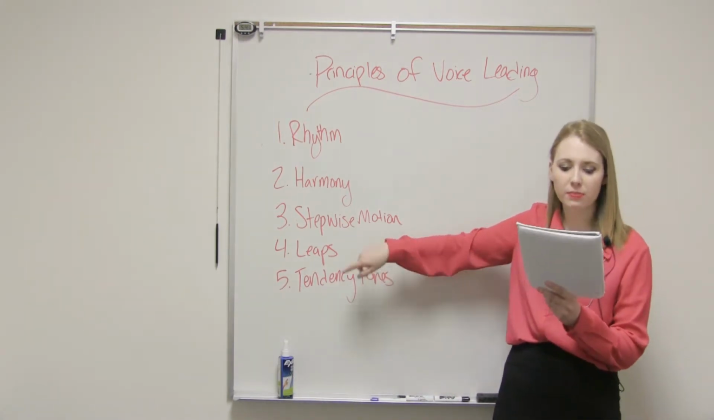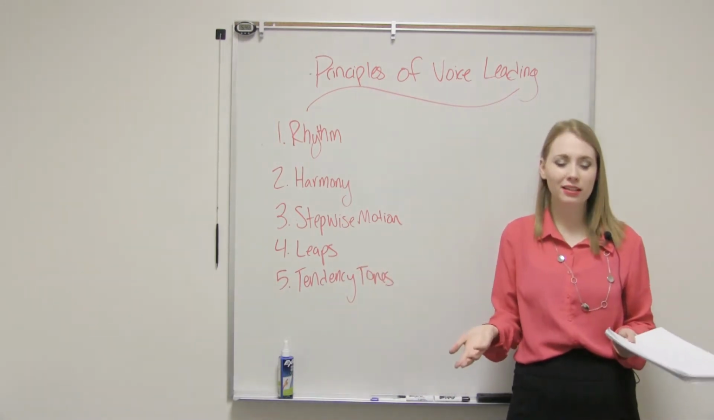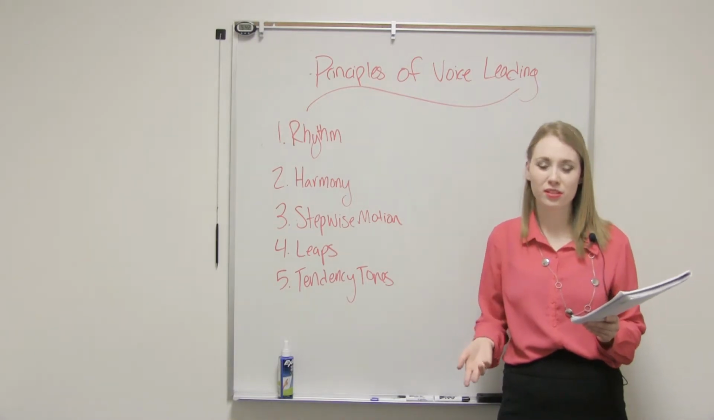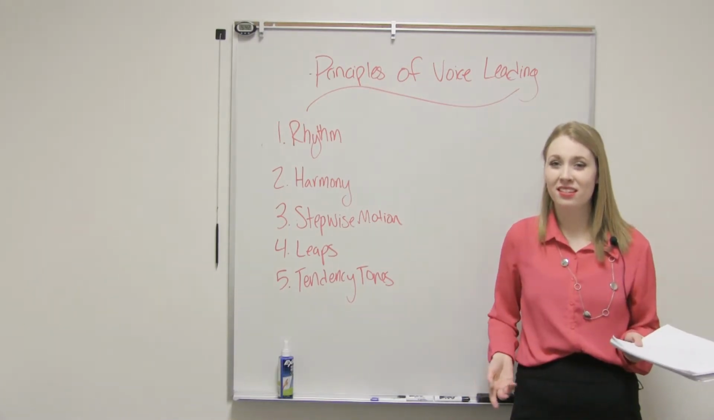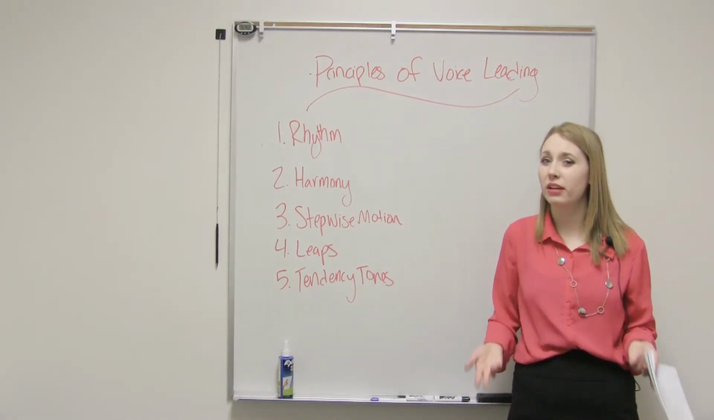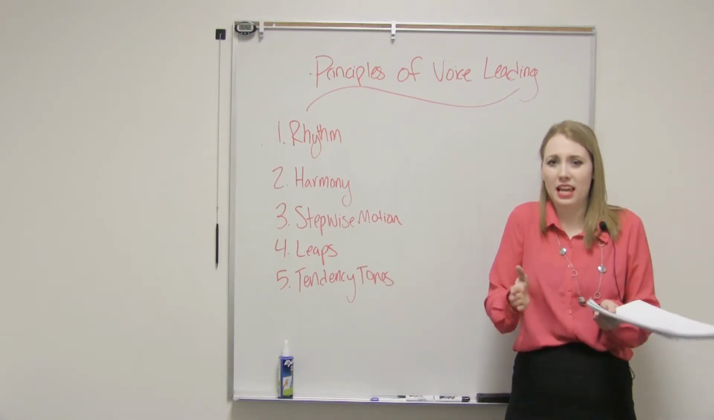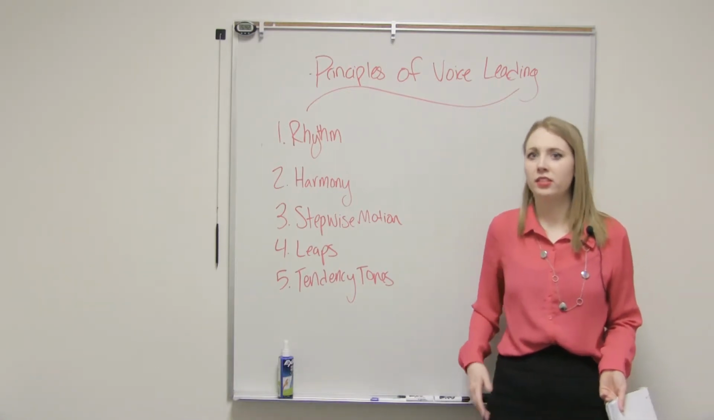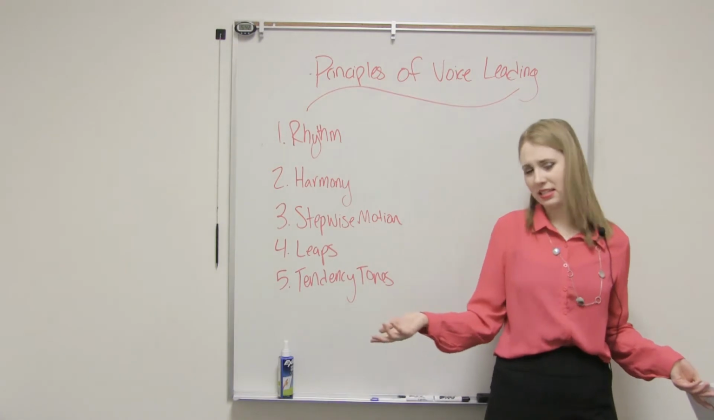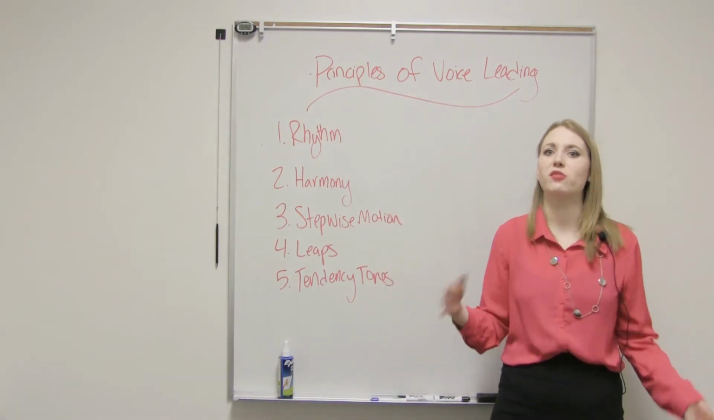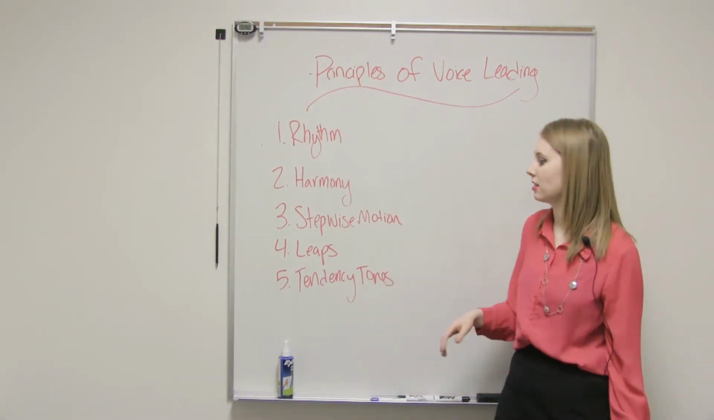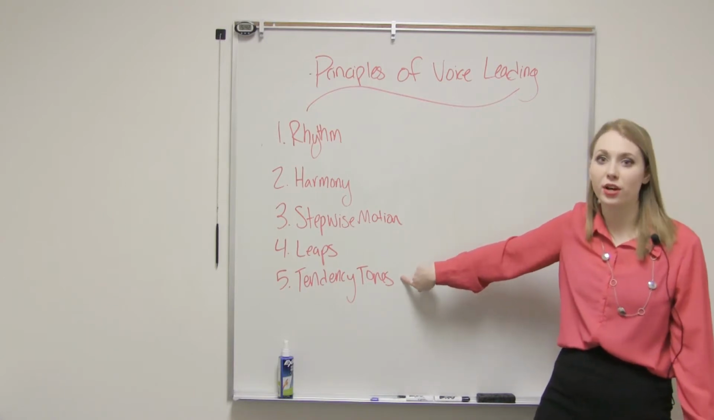Number 4, leaps. You need to avoid augmented leaps and intervals. Sevenths, leaps should be no bigger than an eighth. You want to stay within the eighth when you're leaping. That doesn't mean that your whole piece needs to be fit inside an octave, but don't jump any higher than an octave.